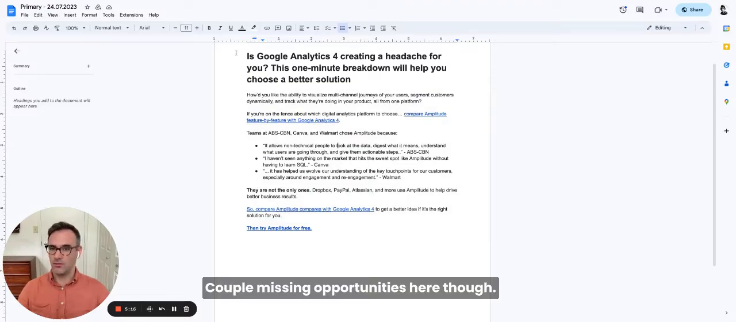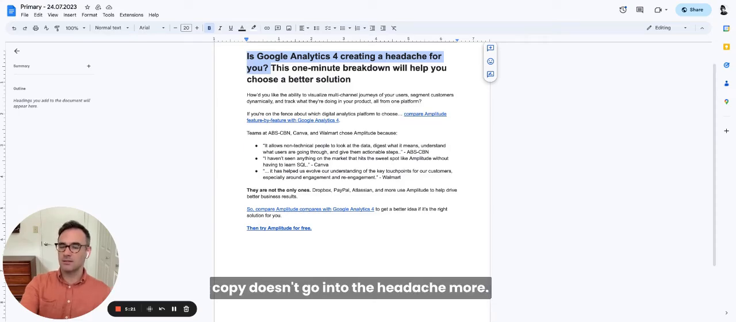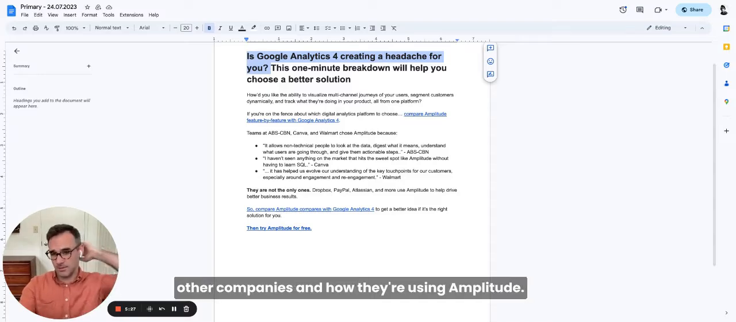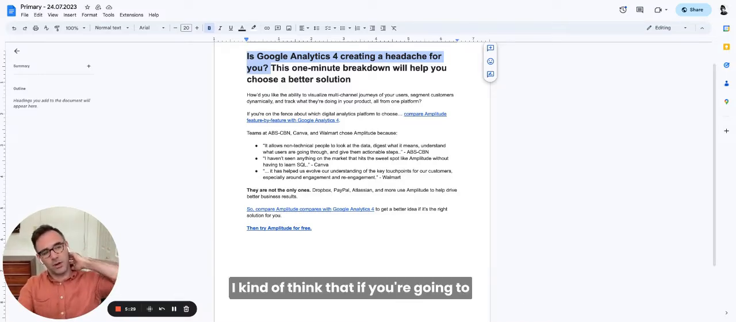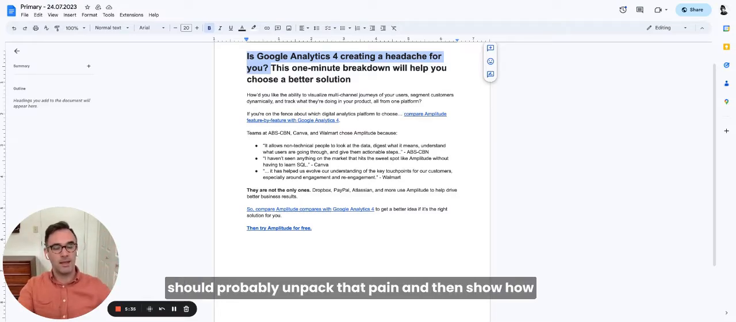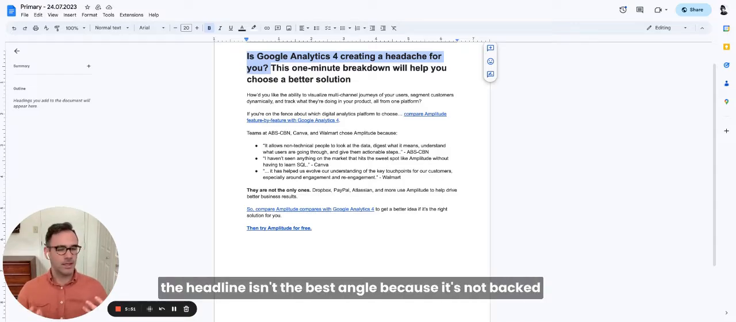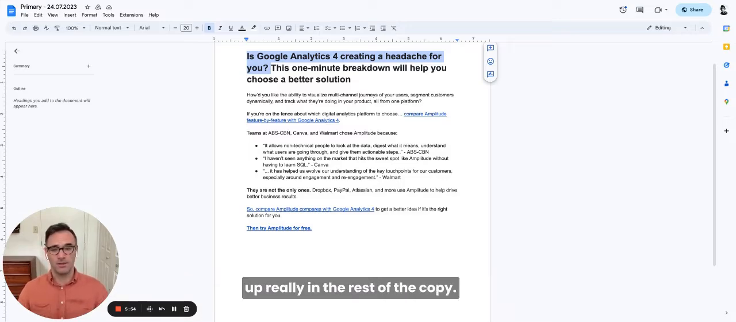Couple missing opportunities here, though. For one, it's good that we speak to the headache right in the headline, but the copy doesn't go into the headache more. Instead, it talks a lot about these other companies and how they're using Amplitude. I think that if you're going to lead with a headache or a pain angle, you should probably unpack that pain and then show how the solution addresses that pain, or at least solves one aspect of that pain. The copy doesn't do that. So maybe leading with a headache angle in the headline isn't the best angle, because it's not backed up really in the rest of the copy.